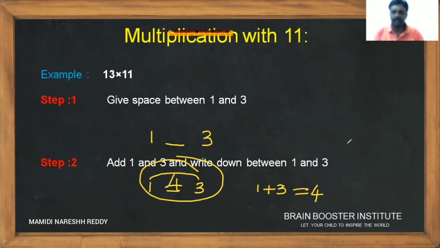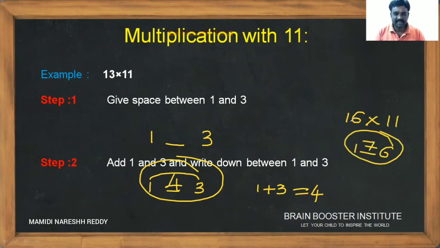For example, I'm taking 16 into 11. It's simple, and that gives a space between 1 and 6, and 1 plus 6 is nothing but 7, so the answer is 176. Simple. Okay, can you say the answer to 15 into 11 within seconds? Tell me. It's simple, we can say it within a second. The answer is 165. Was it awesome?